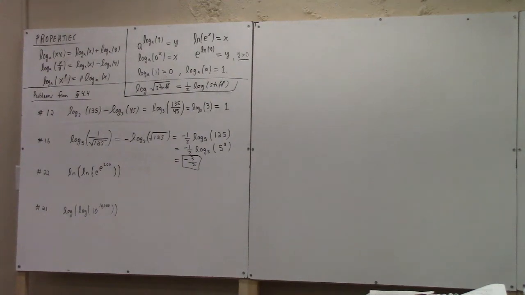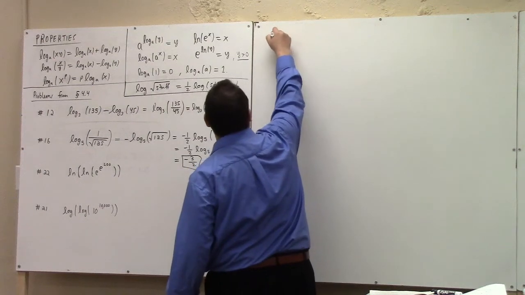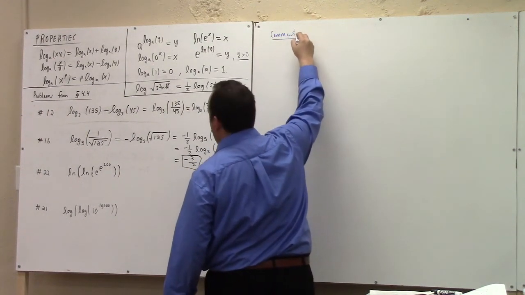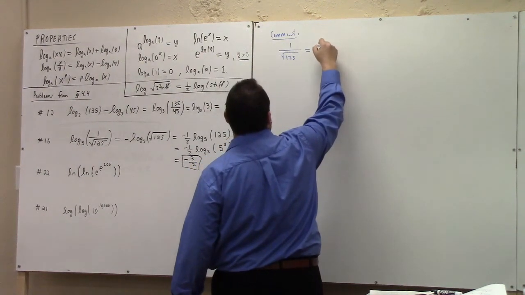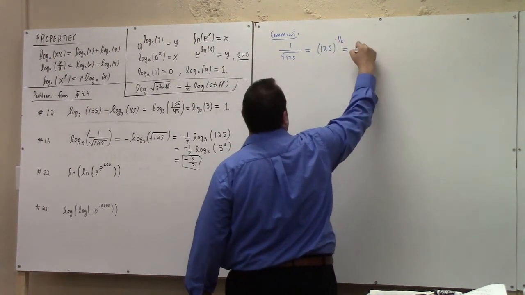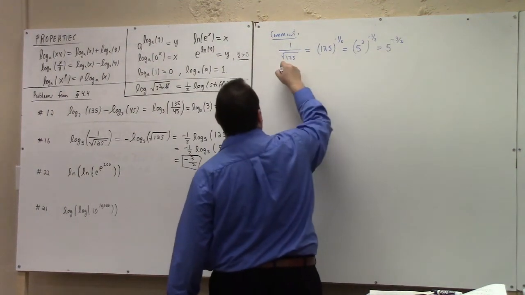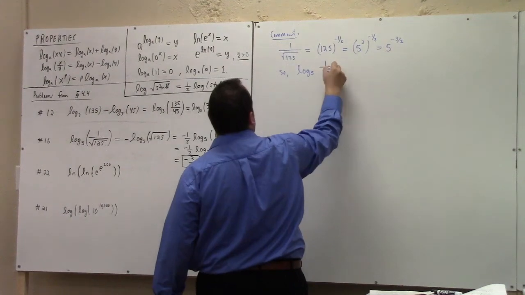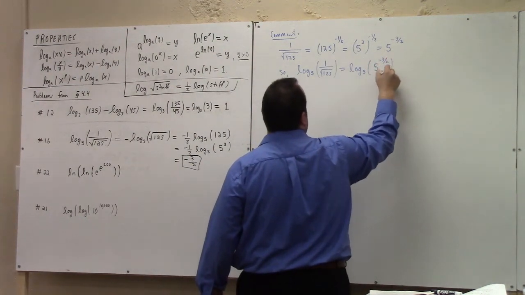Now, do you have to do it this way? Certainly not. What's an alternative way you could have done this one? I'll make a comment over here. What's 1 over the square root of 125? This is 125 to the minus 1/2 power, which is 5 cubed to the minus 1/2 power, which is 5 to the minus 3/2 power. So log base 5 of 1 over the square root of 125 is log base 5 of 5 to the minus 3/2 power, which is minus 3/2.